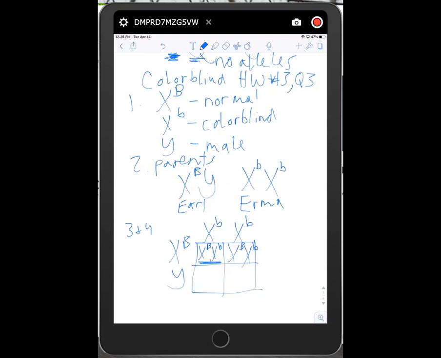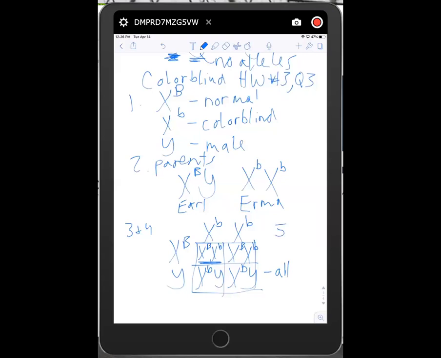All right, let's check out the boys. What would the boys have? Well, they get an X to the little b from mom and a Y to the no letter from dad. X to the little b from mom on that one, Y to the no letter there. So what can we say about all the boys? All the boys are colorblind.